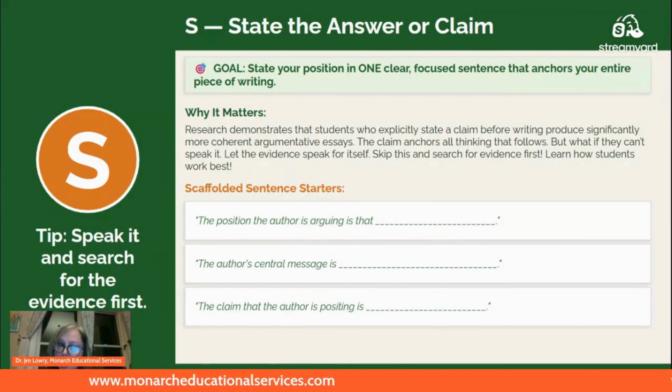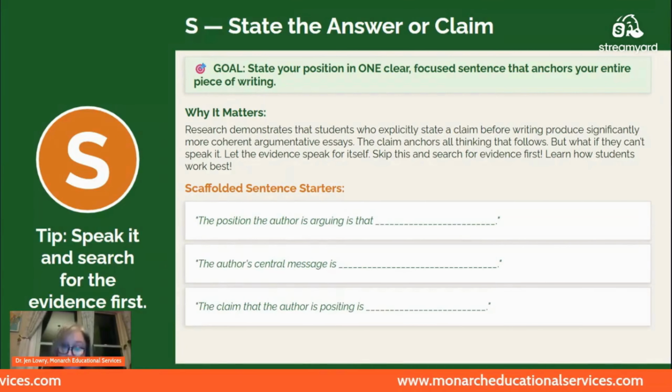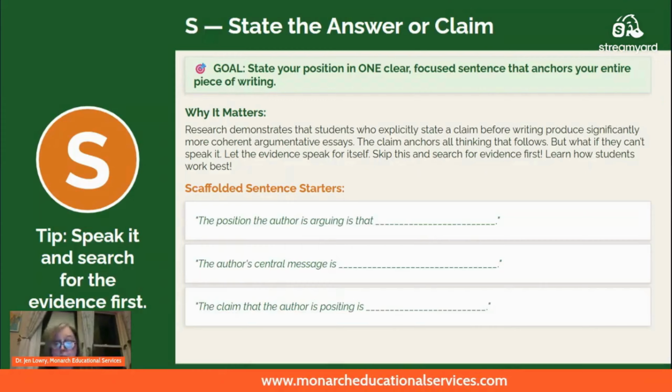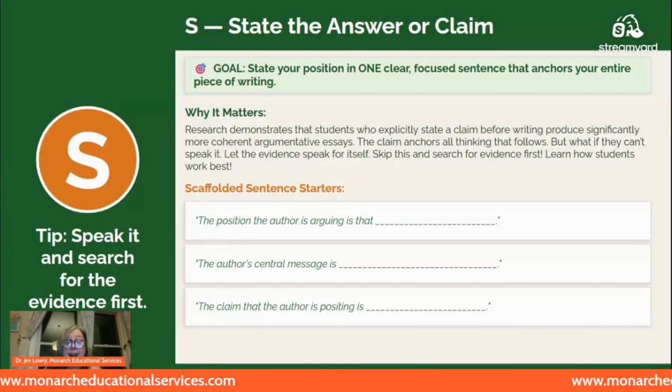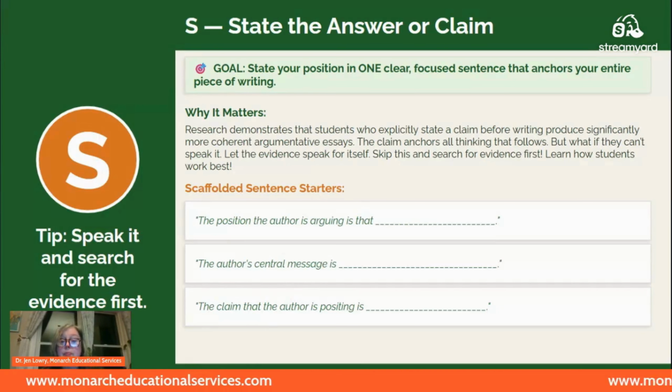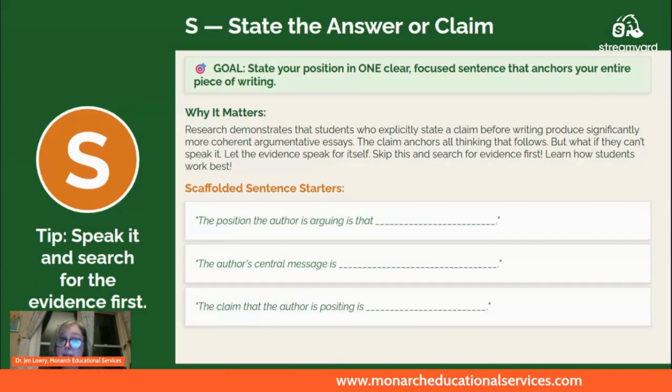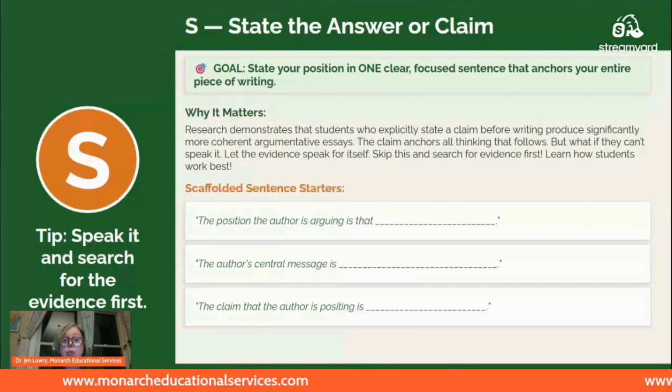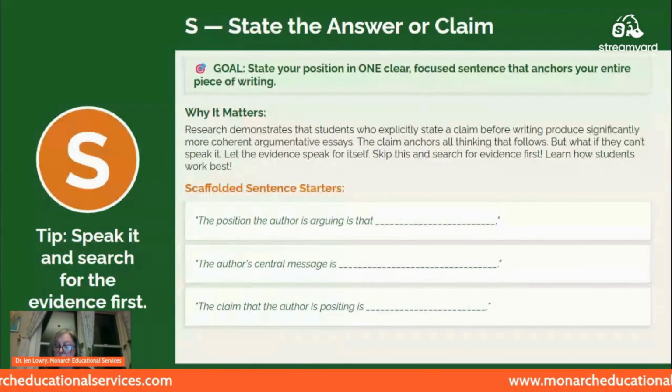So then what if they can't speak it? Then you're going to let the evidence speak for itself. So you're going to skip this and then you're going to search for evidence first. So if you have to change this S for S, state the answer or claim, and modify and say, search for evidence, then that's how you do. You can change that because you're going to learn how students work best and how they tackle this, but you're also going to learn how versed they are around that topic or prompt that you're asking them to do.